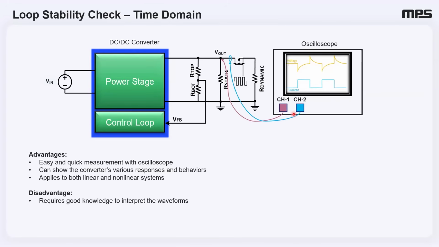The primary advantages of the time domain measurement are its ease and speed. One can get a quick visual measurement just using an oscilloscope. It directly shows converter dynamic responses and behavior to its real world stimuli. Importantly, it also applies to both linear and nonlinear systems, making it more robust for complex power conversions.